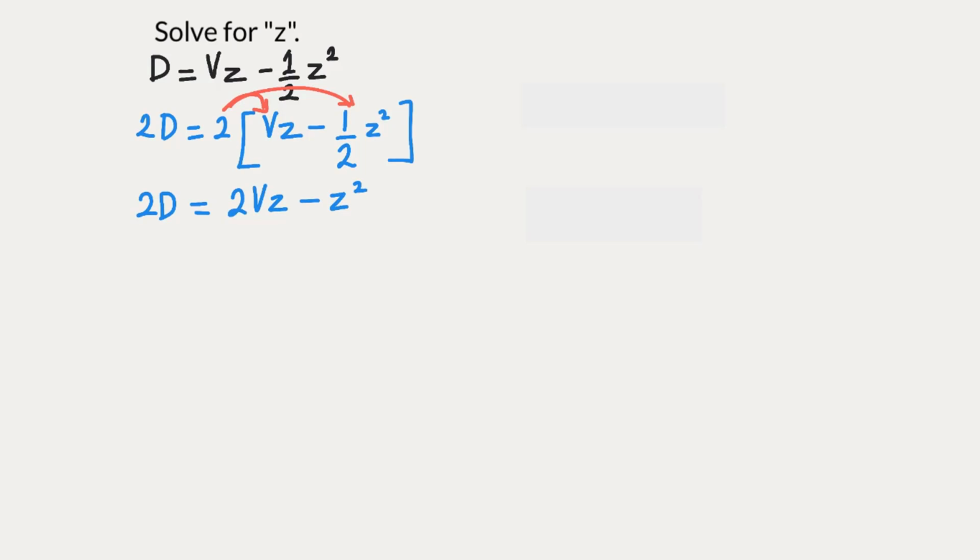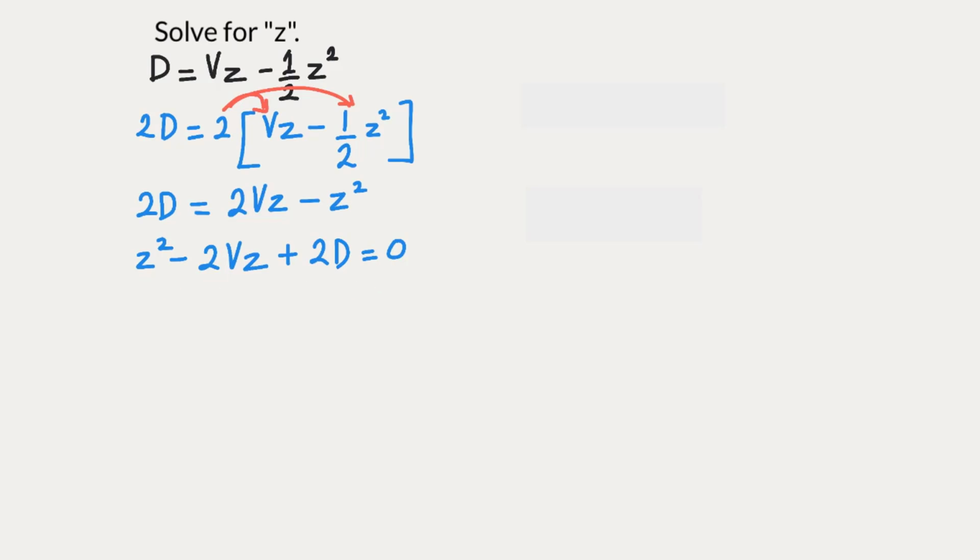Let's bring all the terms on one side of the equation so that we can write this equation in the general form of a quadratic equation. We will bring negative z square here to the left hand side, it will be added, and 2vz will be subtracted. Z square minus 2vz plus 2d equal to 0. Now this equation has been put in the general form of a quadratic equation.